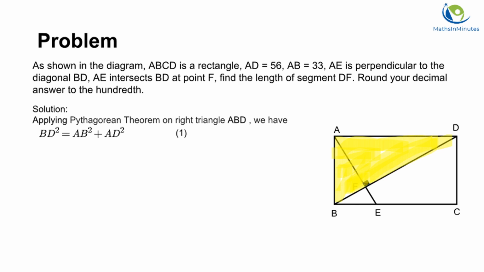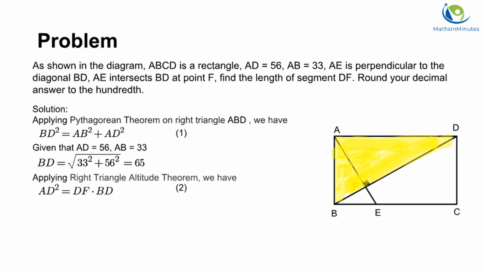By applying Pythagorean theorem on right triangle ABD, we have BD square is equal to AB square plus AD square. It is given that AD is equal to 56 and AB is equal to 33. After substituting the values of AD and AB into equation 1, we get the length of BD equal to 65. Applying right triangle altitude theorem, we have equation 2, AD square is equal to DF times BD. After substituting the values of BD and AD into equation 2, we get the length of DF, which is 48.25.